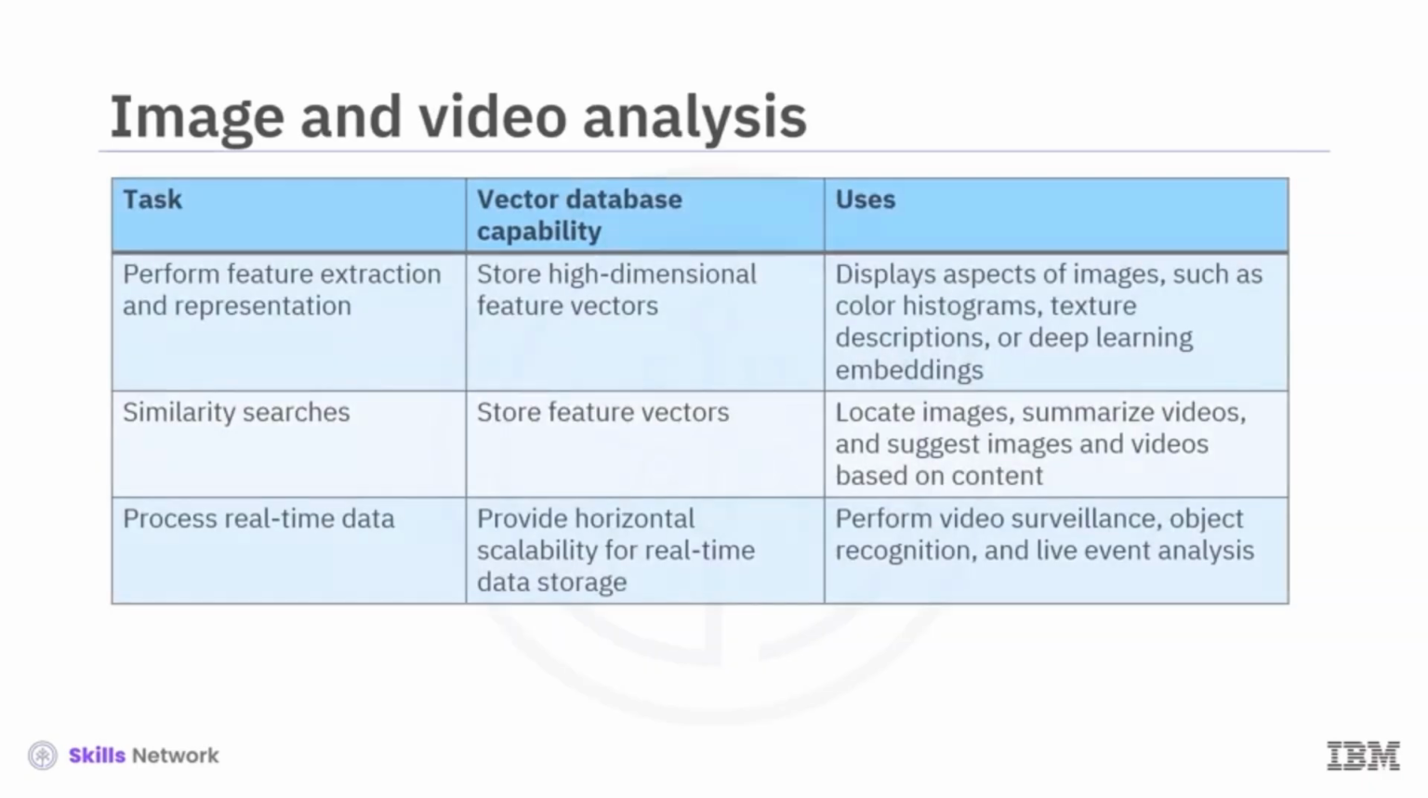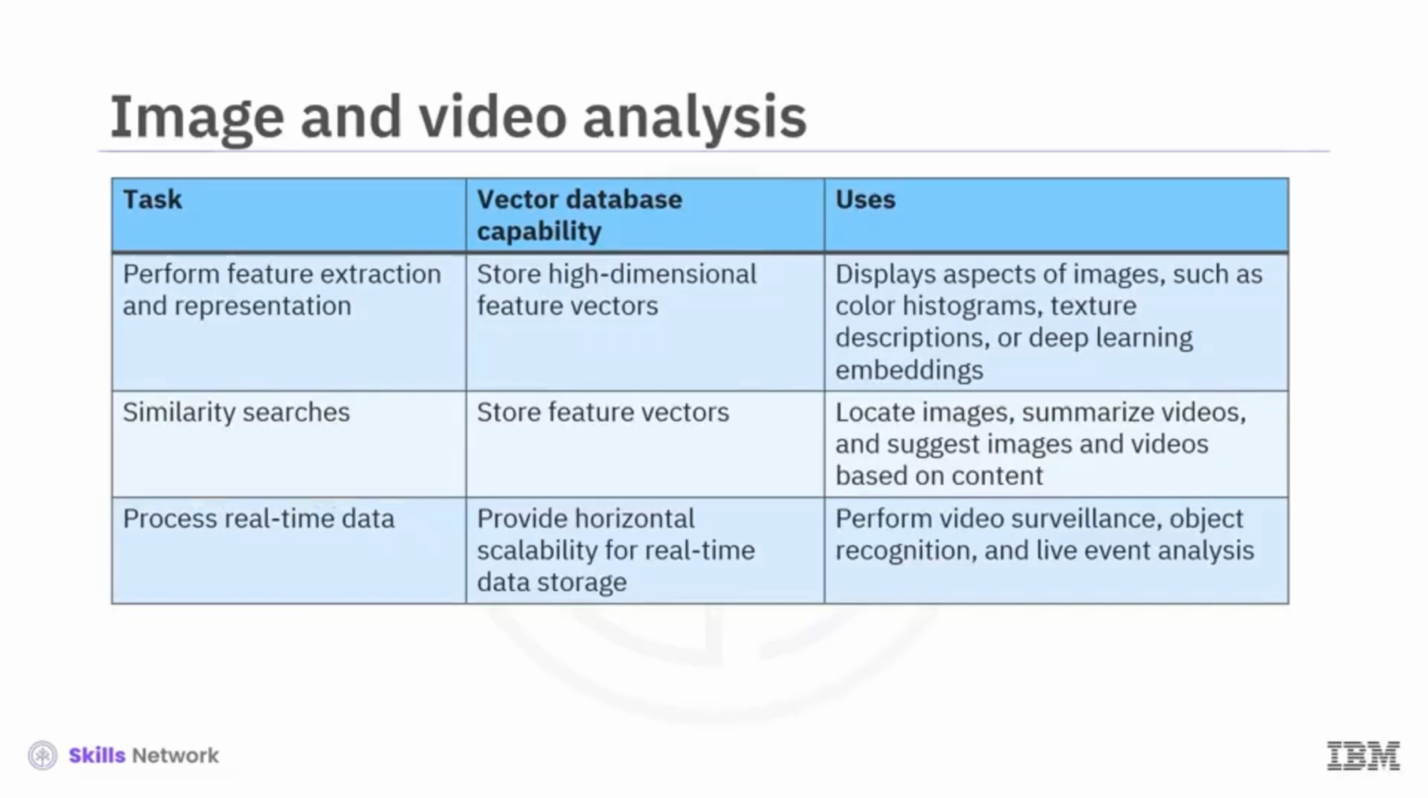You can use vector databases to perform feature extraction and representation, similarity searches, and process real-time data. Vector databases store high-dimensional feature vectors to perform feature extraction and representation. You can then view aspects of images, such as color histograms, texture descriptions, or deep learning embeddings. Similarity searches use a vector database's ability to store feature vectors. You can employ these capabilities to locate images, summarize videos, and suggest images and videos based on content.